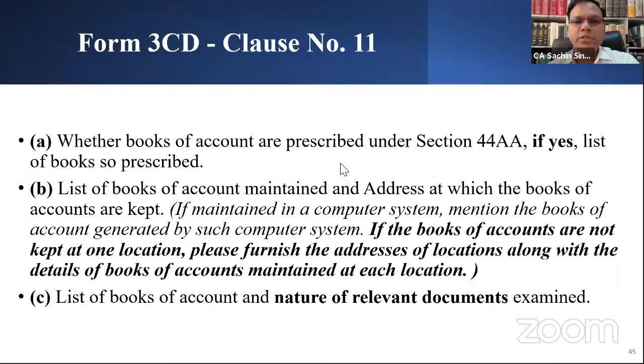Come to the next point. This is very important. And we generally answer this question: whether books of accounts are prescribed under section 44AA. If yes, list of books of accounts. This is very simple: if yes, then a drop down will come, and you have to select the books of accounts. In the second question, they are asking the list of books of accounts maintained and the address at which the books of accounts are kept. Now they are asking for the address where the books of accounts are kept.